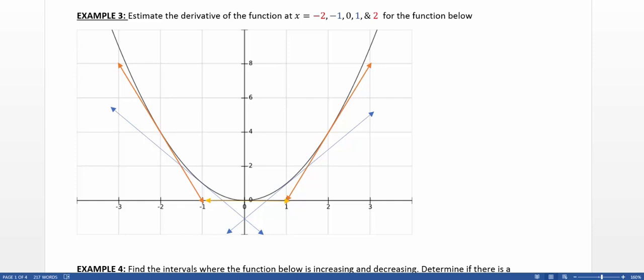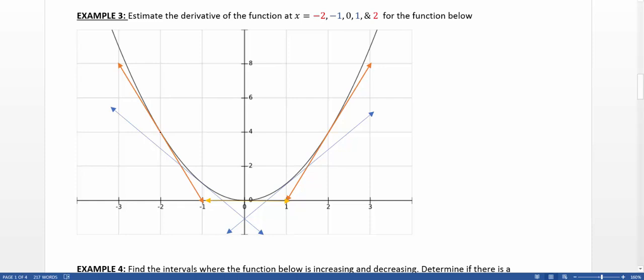Now, if I didn't have them already drawn in, I would take a ruler or a straight edge or use my best guess to try to visualize where that tangent line would be. So remember, tangent lines only touch at one point, and the point where they touch are the points we're interested in. So let's start by looking at the derivative of the function at -2.